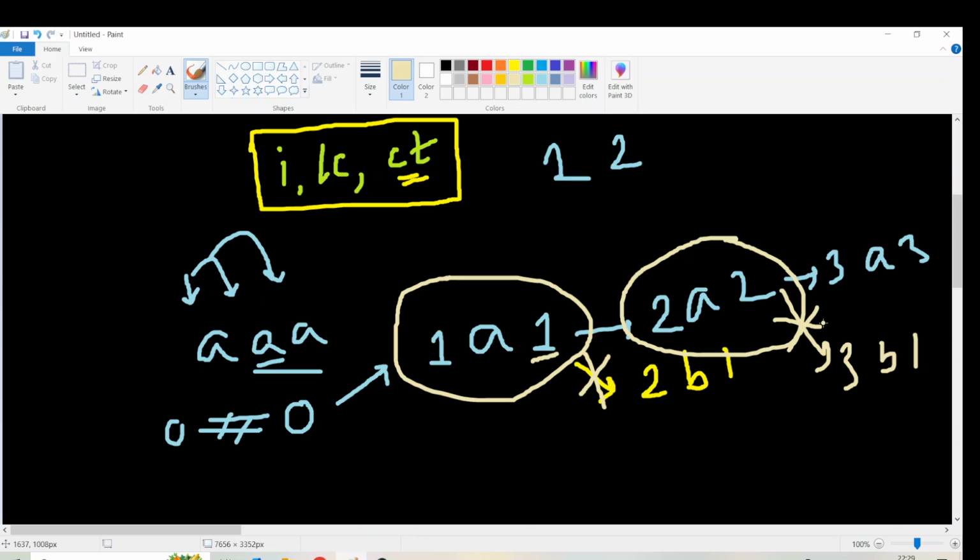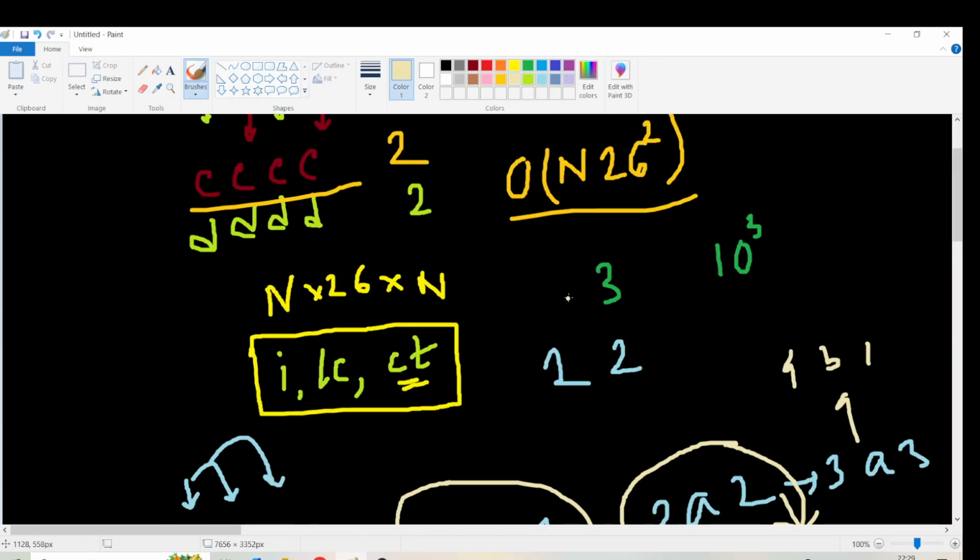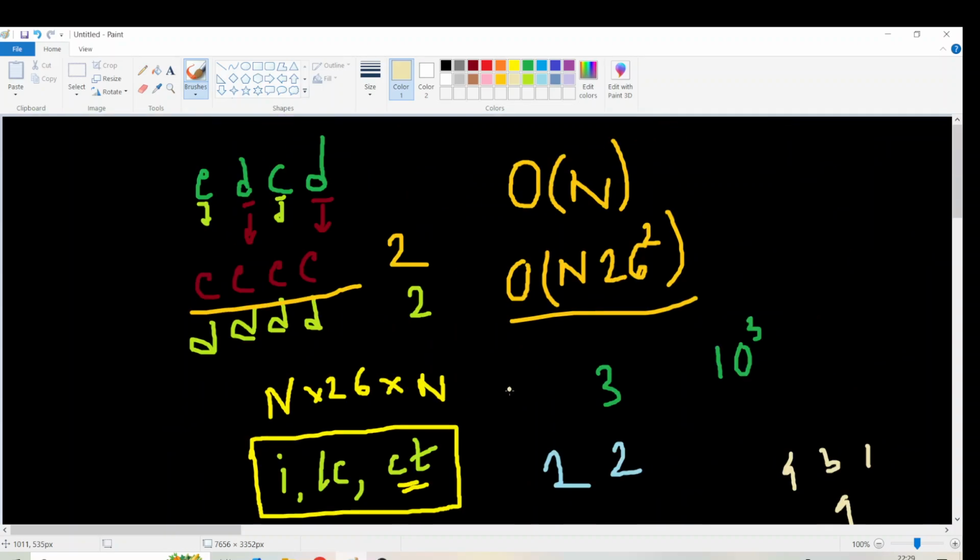That's why if count is 1 or 2 or 0, that is one thing. If count is 3 or 10 to the power 3 or anything, that is not important. From 3a3 we can go to 4b1. I hope you get it. That's why we can limit this value of count from n to 3. We are taking 1, 2, 3 and 0, so this will be 4 only. So n into 26 into 4. I hope you get it.